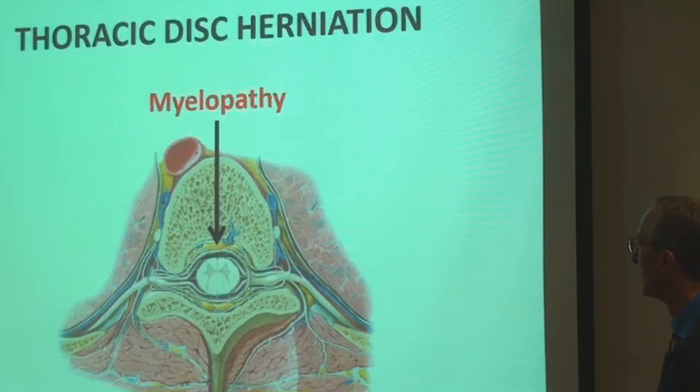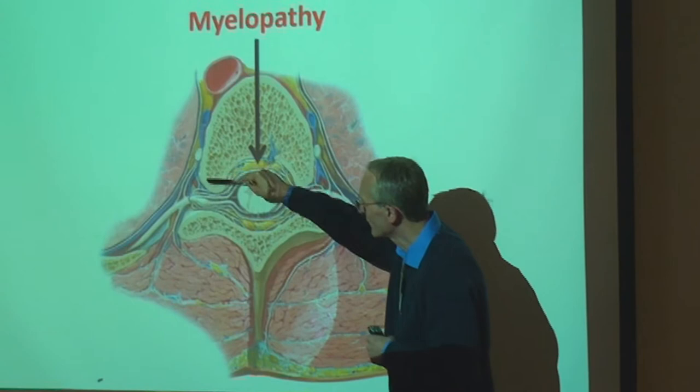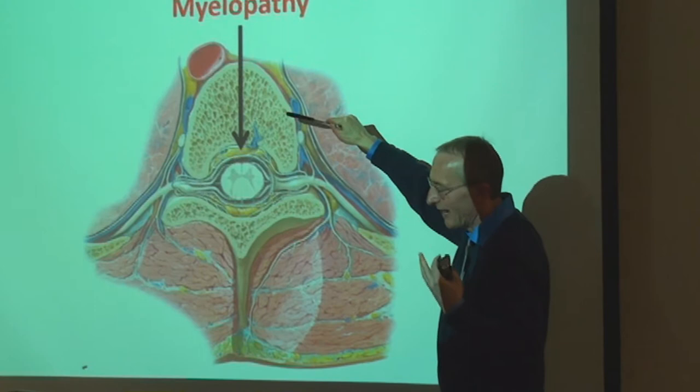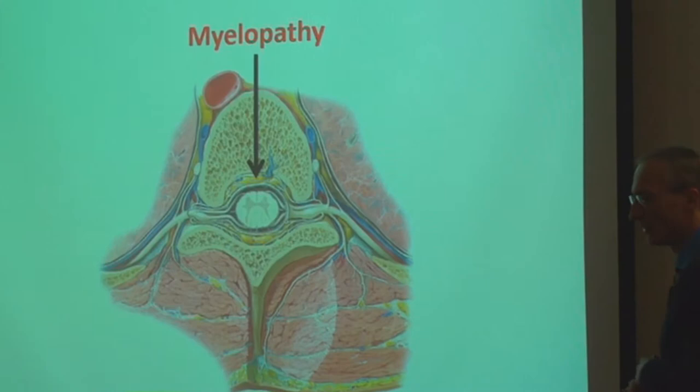Thoracic disc herniation. This is the thoracic spinal cord, this is the back, this is the front, and this is where the intervertebral disc would be located. And here, 99% of intervertebral disc herniations have one direction only, and this direction is the direction of the spinal cord. That's why we have only one category to discuss here, which is thoracic myelopathy.